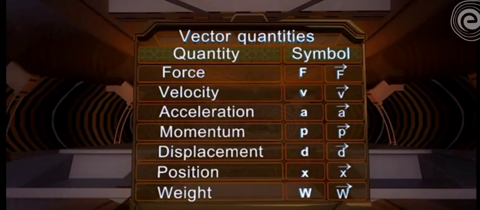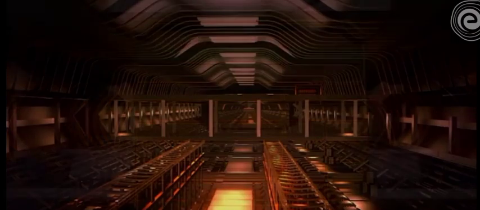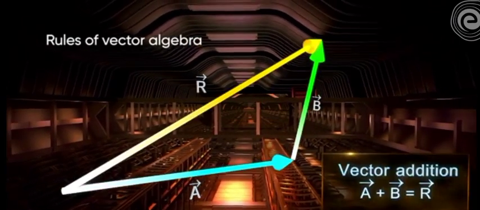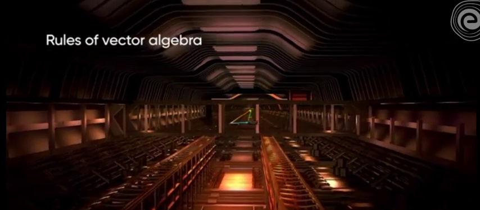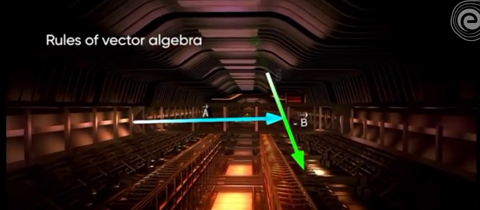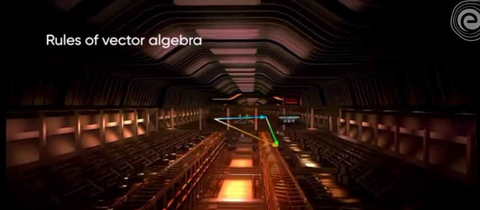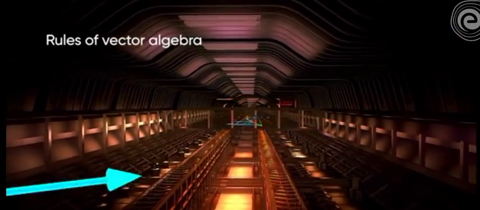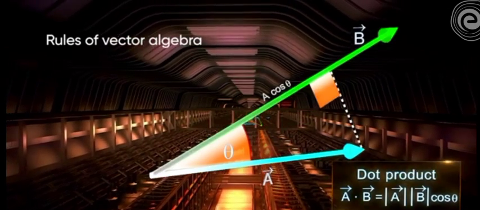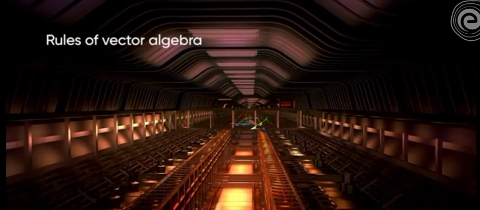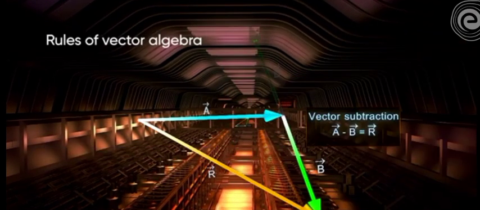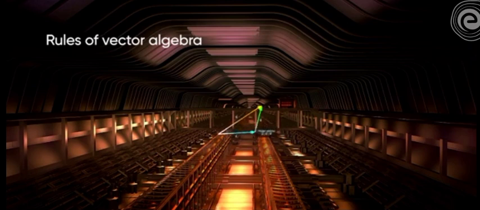To qualify as a vector, a quantity having magnitude and direction must also obey certain rules of combination of vectors, like vector addition, vector subtraction, multiplication by a scalar, dot product, cross product, etc. We will learn about all these in our modules later on.